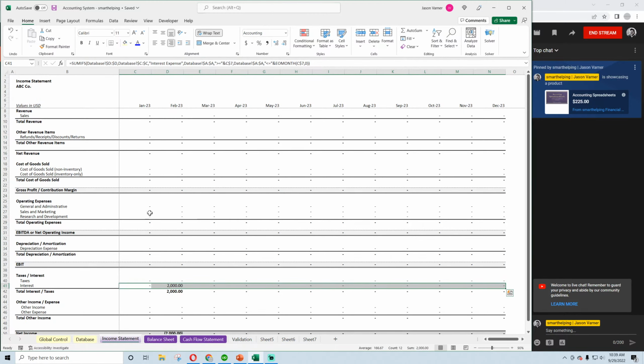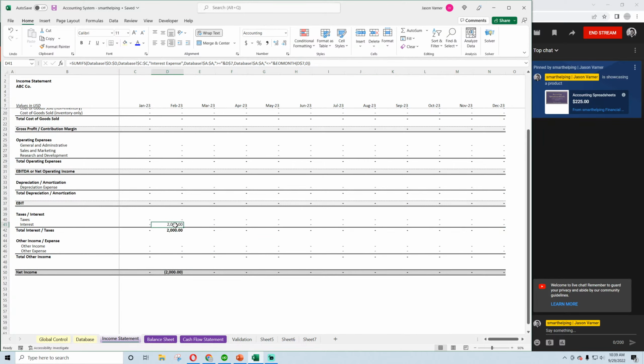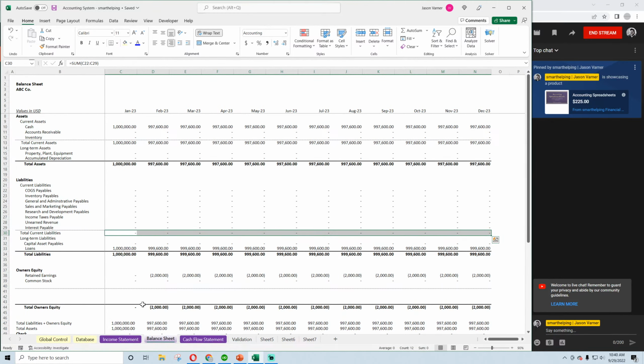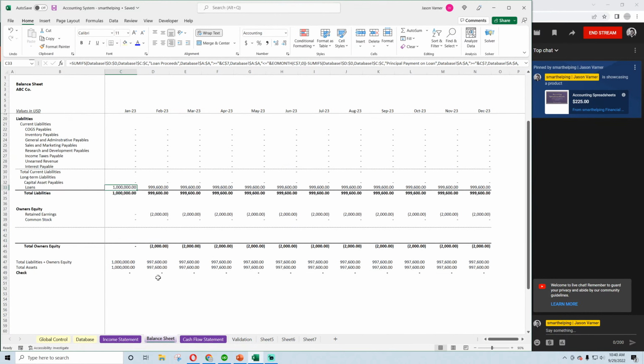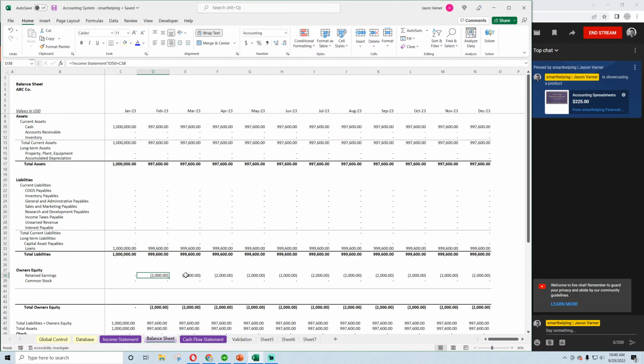So let's see if it worked. All right, so interest expense is an expense on the income statement, reducing it by 2000. That makes sense. On the balance sheet, we have cash coming in from the loan. Retained earnings gets hit with the interest expense. That's good. Loan payable goes down by 400 when that payment hits, so that looks good.